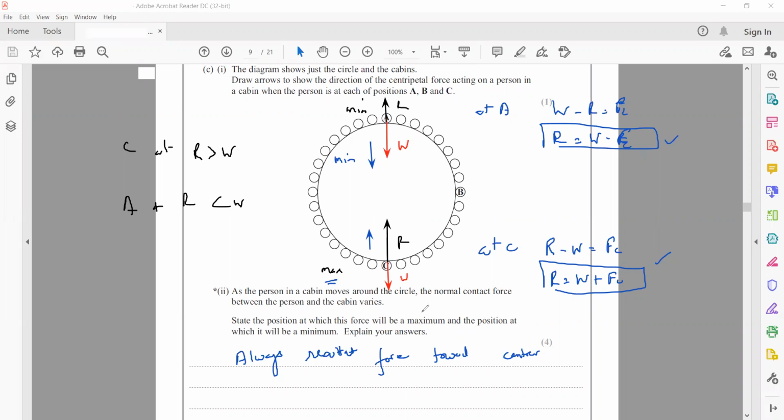Okay. So this is the last question for discussion today. Next session we'll do more questions and start a new topic, which is about momentum.